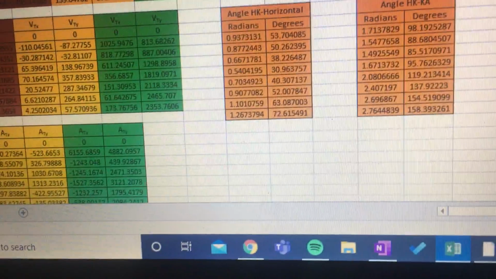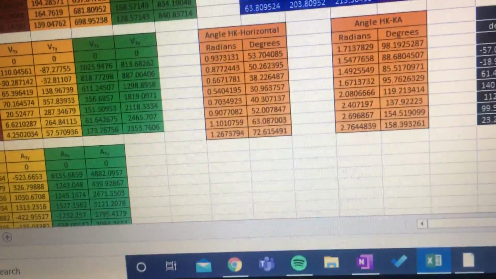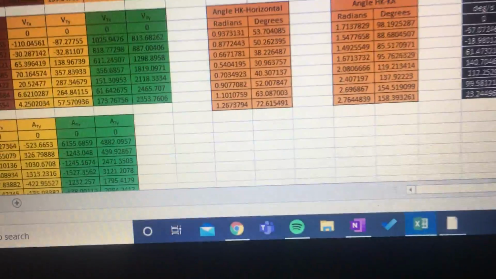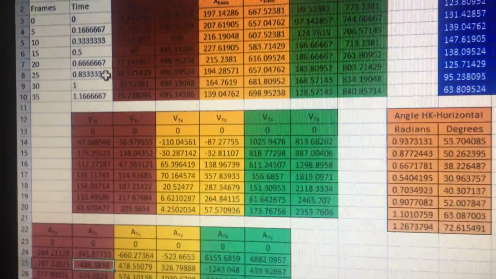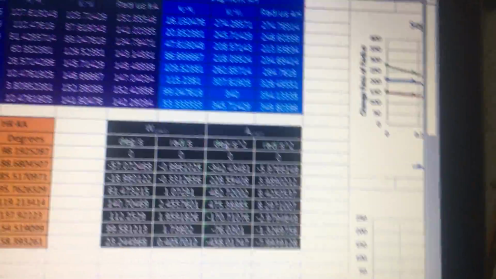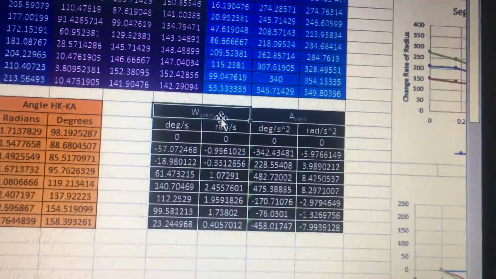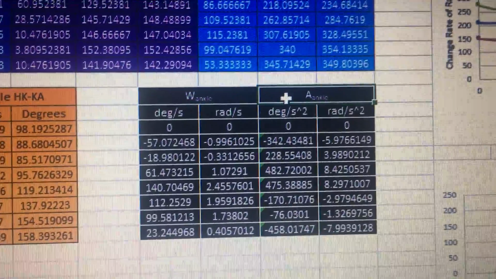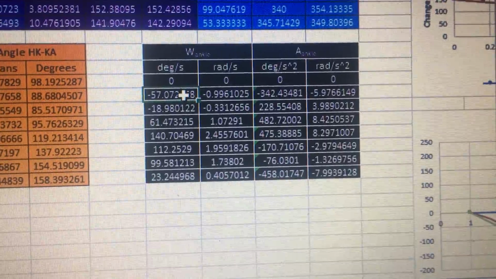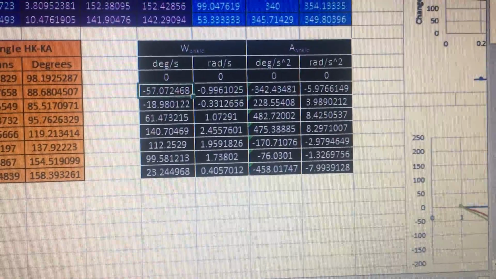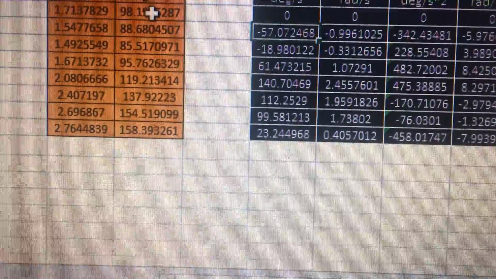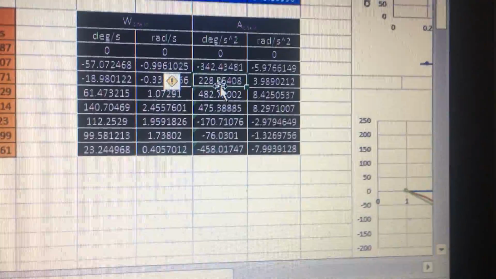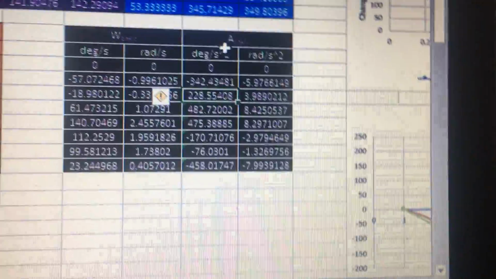And for the acceleration, well, we just applied the change in velocity over the change in time, which is this graph. This table over here is in function of these ones. Finally, we proceeded to obtain the angular velocity and the angular acceleration. What we did was the change in the angle over the time, which is this one, and this one was the change in angular velocity over time. Piece of cake.